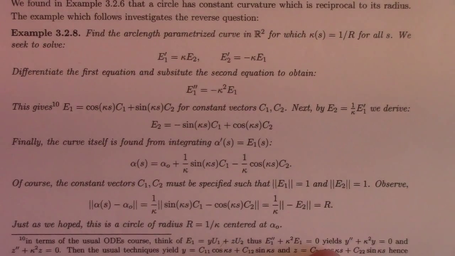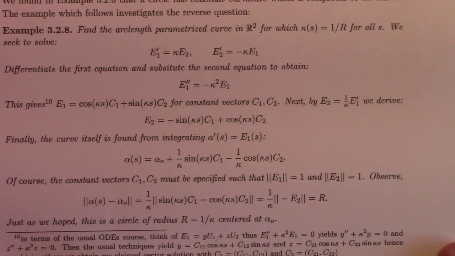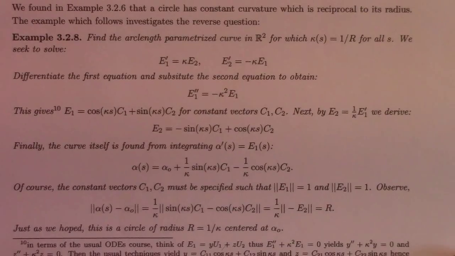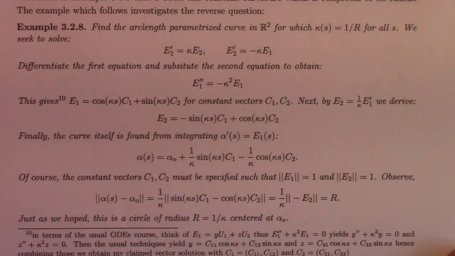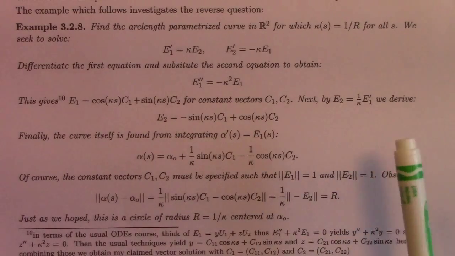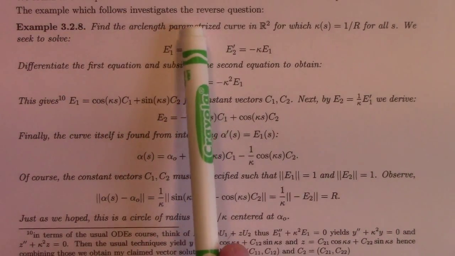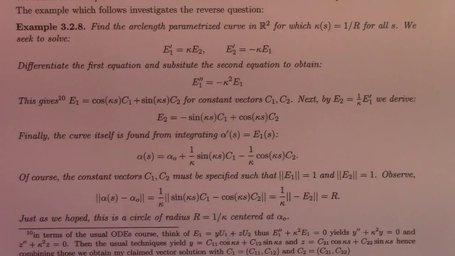So here's another example. What is the point of this example? Let me remind myself. We found in example 3.2.6 that the circle has constant curvature, which is reciprocal to its radius. The example which follows investigates the reverse question. Find the arc length parameterized curve in R2 for which the curvature is constant. Aha! So basically I'm trying to flesh out the previous theorem for the specific case of constant curvature in the plane. So basically what I'm faced with is a set of differential equations to solve.